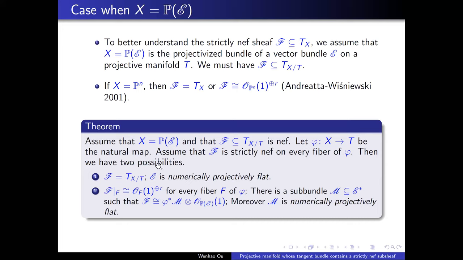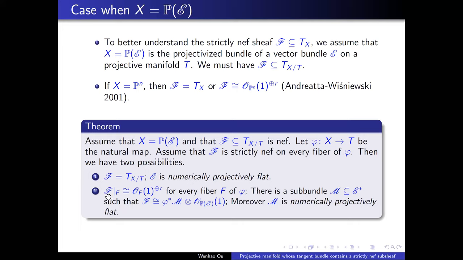Then we have the following two possibilities. So we prove one of the following holds. So the first thing is that if you assume all conditions here, either F is the whole relative tangent bundle. In this case, we prove that E is numerically projectively flat. So I will explain this condition later. So first case, it is the relative tangent bundle and we have a numerically projectively flat E.